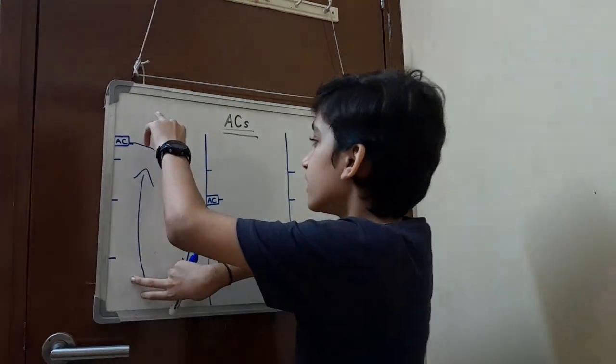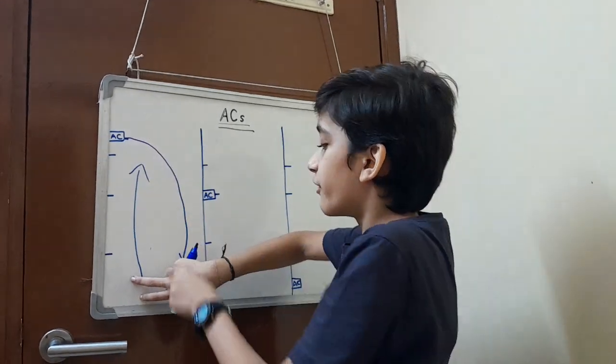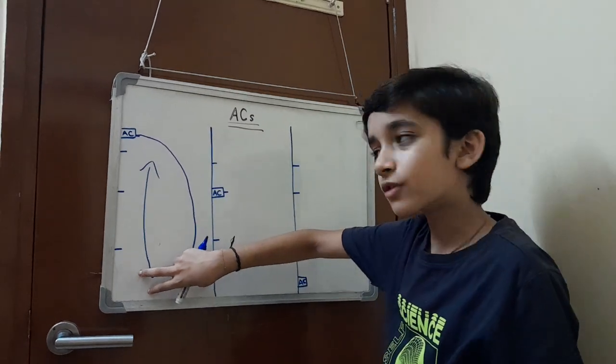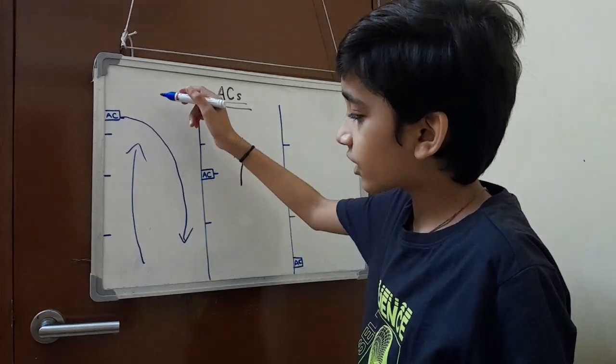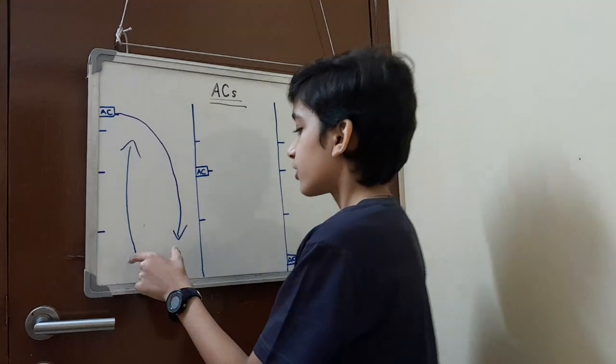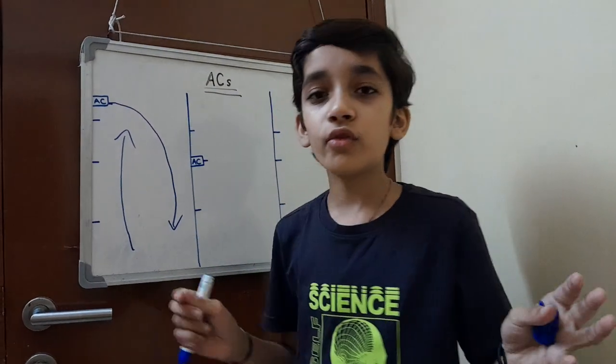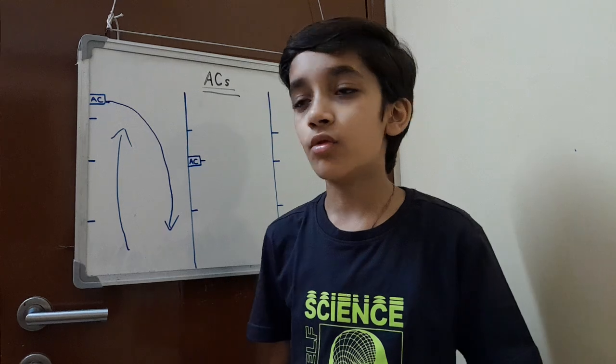And now this hot air also becomes cold, while this cold air, due to no cooling, becomes a bit hot. And then this again goes up and this goes down. So that's how the whole room slowly turns cold.